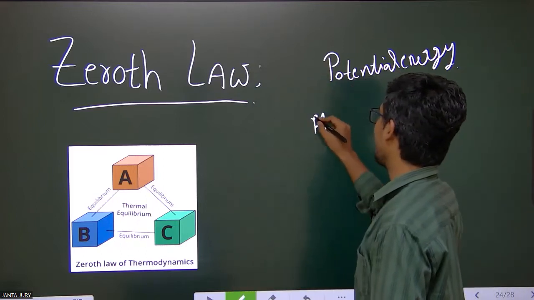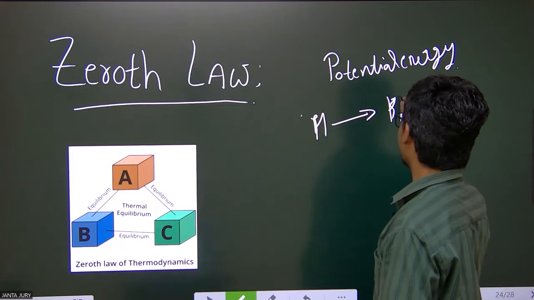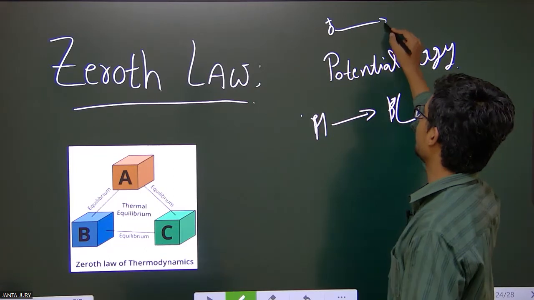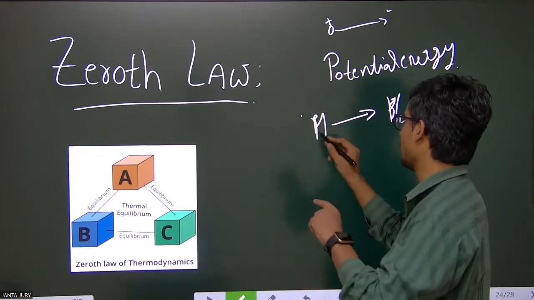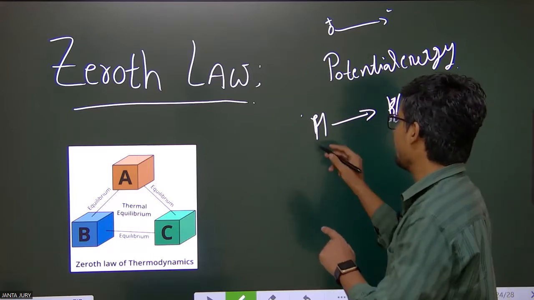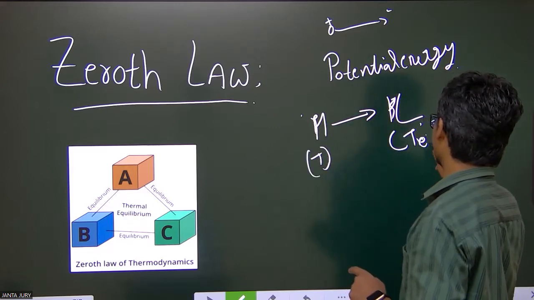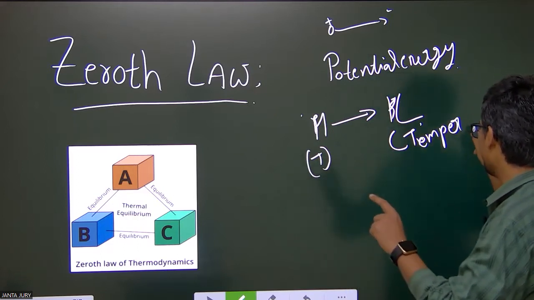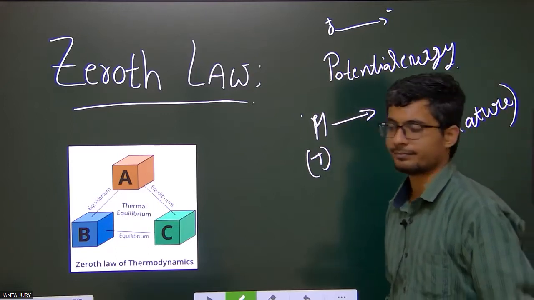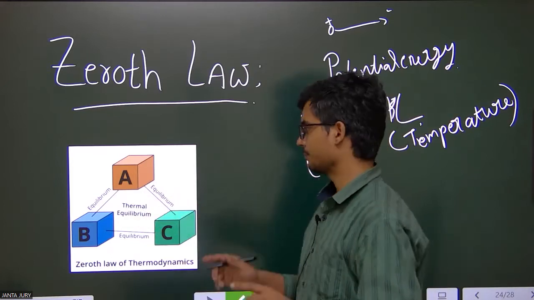Heat flows from higher potential towards lower potential. As we know, electricity flows from higher potential to lower potential. In the same way, heat flows from higher potential to lower potential. In the case of heat, the potential means the temperature. Heat is the energy that flows from higher temperature to lower temperature. And the zeroth law is an application of this principle.